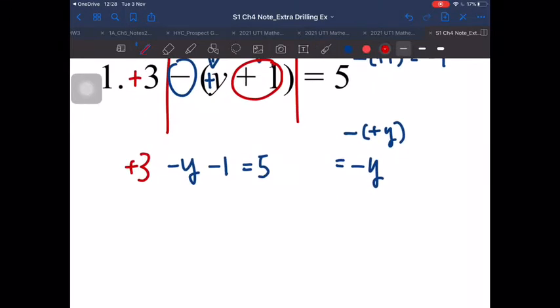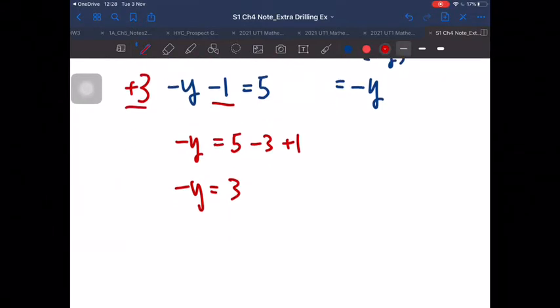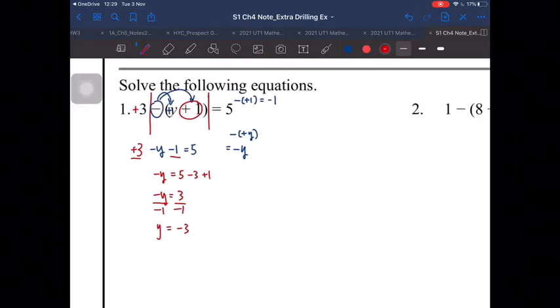After that, we have to group the like terms. So negative y should equal 5 minus 3 plus 1. Just transpose these 2 terms to the right hand side. So the answer here should be negative y is equal to 3. Then we can divide by negative 1 on both sides. You will find that negative will become positive. So y is equal to negative 3. Okay?